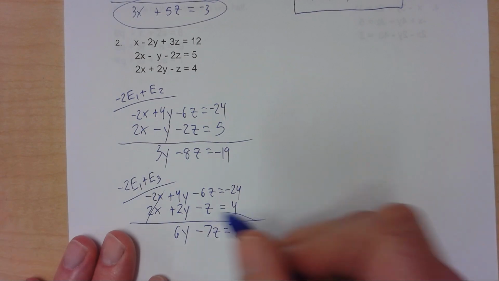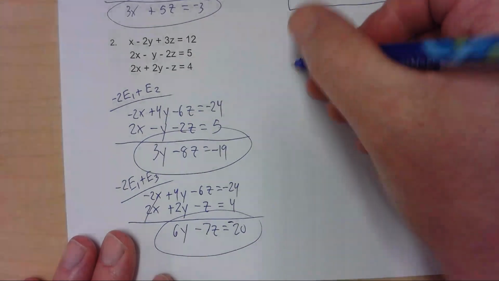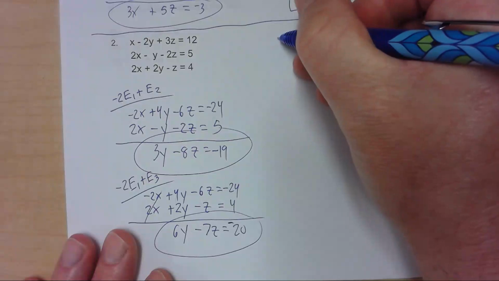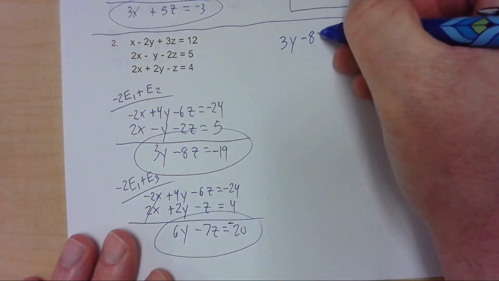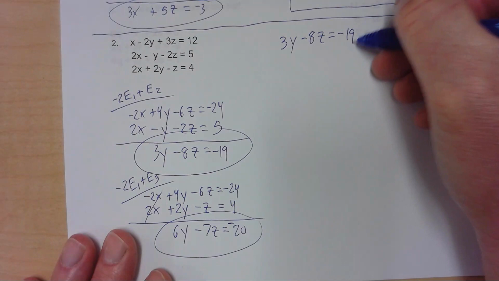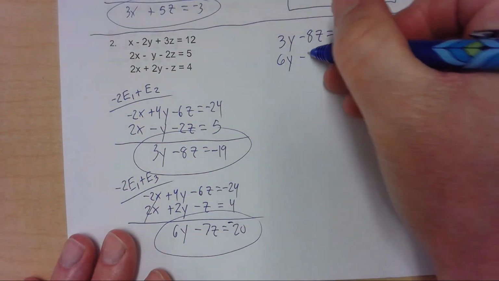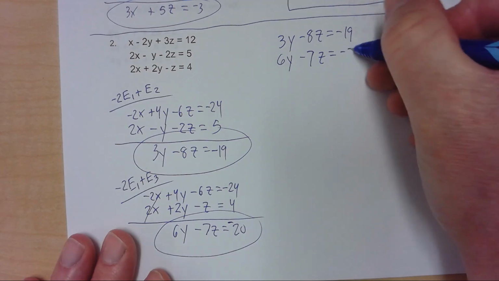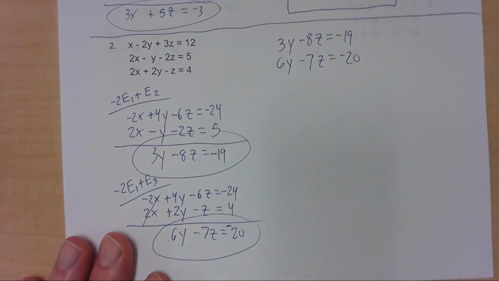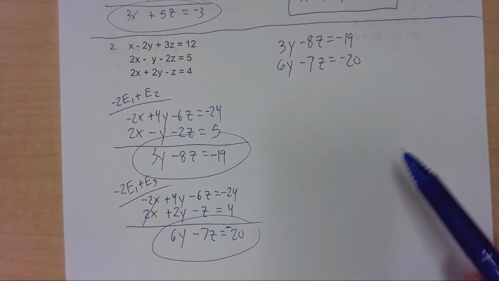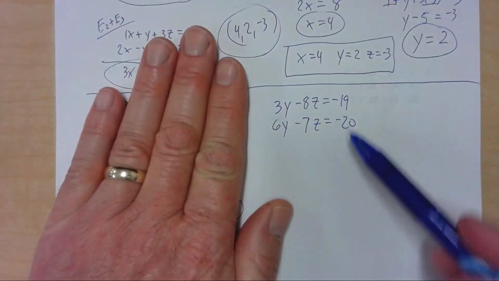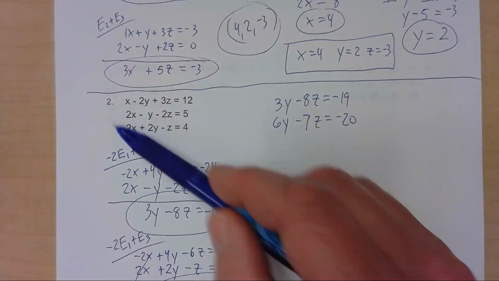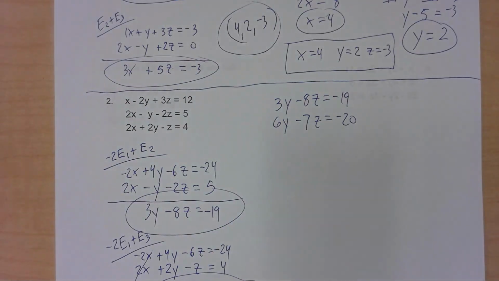So I have this equation here, and I have this equation here. My new system, I'm going to make a line across here. My new system is 3y minus 8z is equal to negative 19, and 6y minus 7z is equal to negative 20. So what would you do now? I'm basically starting over again, but forgetting that this exists, and I start over here and find out what y and z are. Once I get y and z, I can put it back into one of those and get x. So I'd back substitute a second time.